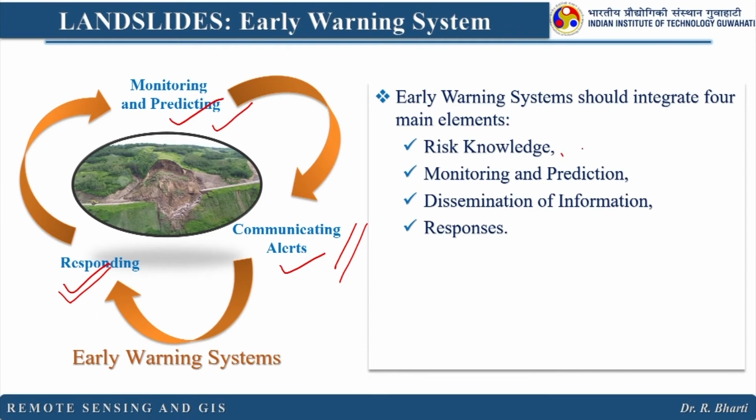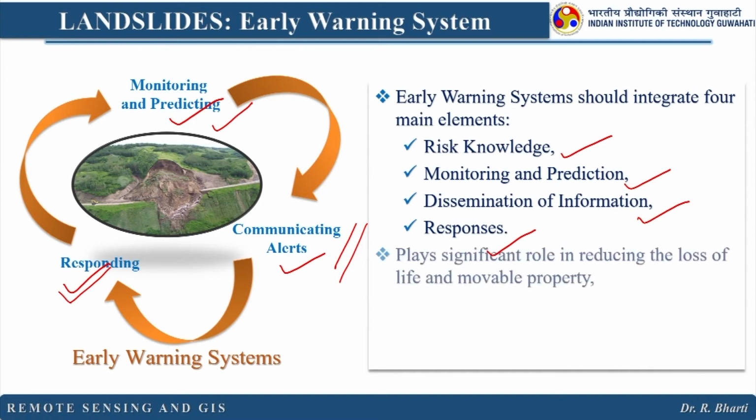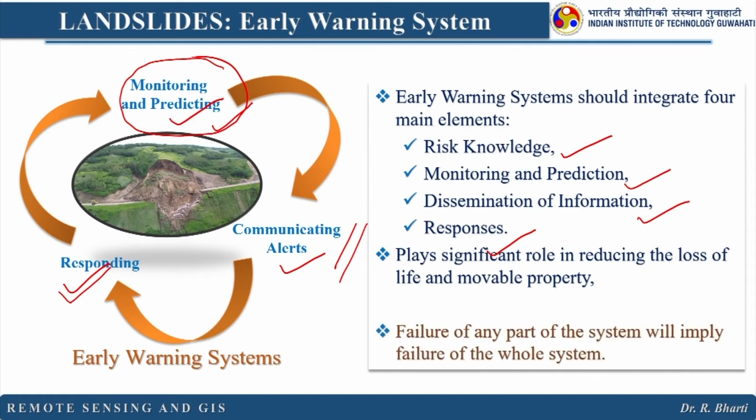So here the risk knowledge, monitoring and prediction, dissemination of information and responses are important parameters of this early warning system. If one of them fails, then the whole early warning system will fail. So that's why if you are trying to monitor or predict something, that will be part of this early warning system or decision support system, right? So failure of any part of this system will imply failure of the whole system. So when you are evolving such an early warning system, please take care of all these parameters.